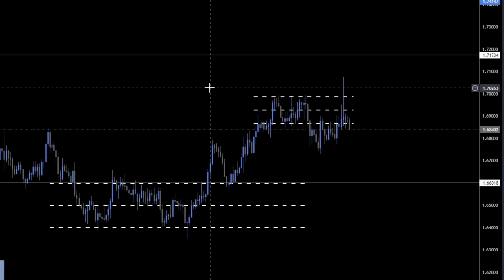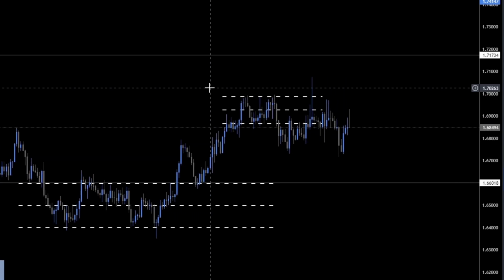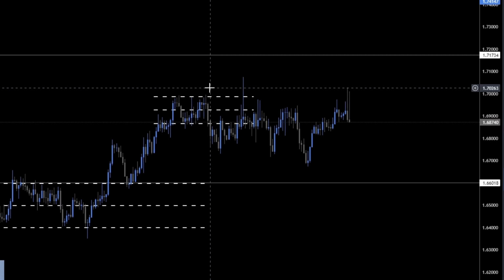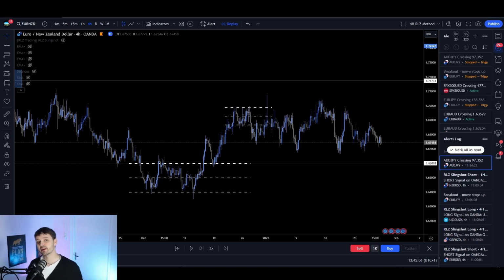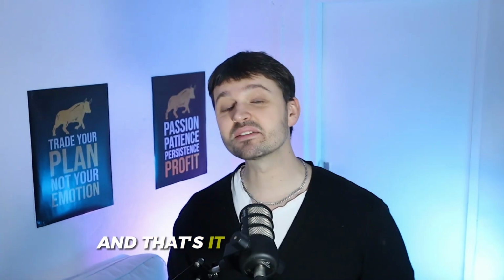We can enter a new one if there's a clear break of structure. And as you can see, not really happening much here, just a very big range. But this should at least give you a basic understanding of how to identify market structure and how to think about the behavior of the trend and then look for a break in structure. So try to implement this into your trading and into the strategy that you're creating or the strategy that you're already trading. And that's it for today's video.